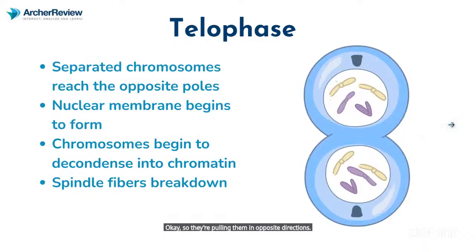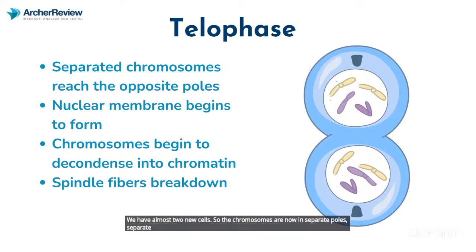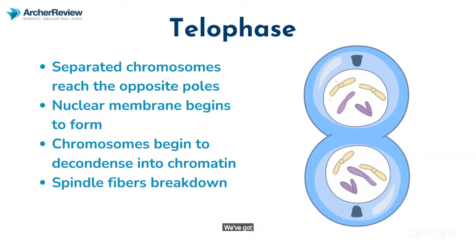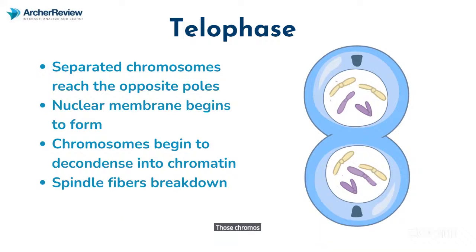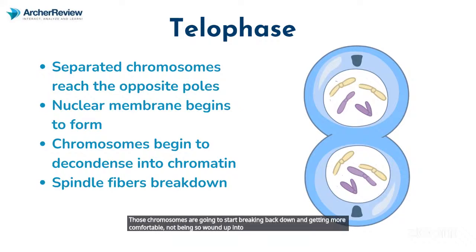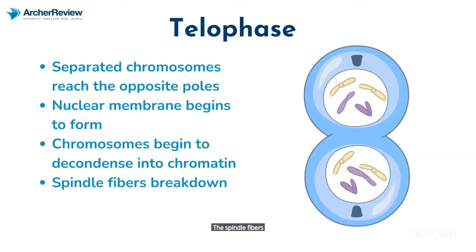Now in telophase, we have almost two new cells. The chromosomes are now in separate poles, separate ends of the cell. We've got our nuclear membrane that's starting to form around the nucleus. Those chromosomes are going to start breaking back down and getting more comfortable, not being so wound up into chromosomes. They'll start breaking down into chromatin. The spindle fibers break down. We don't need those anymore. And that's the end of mitosis.